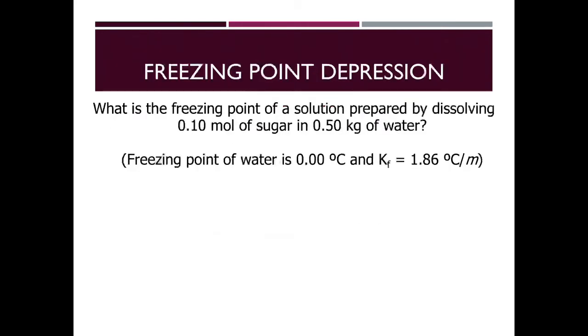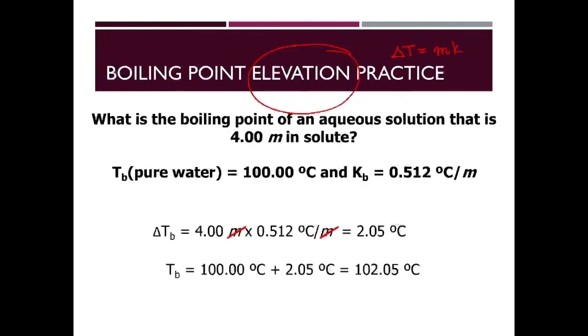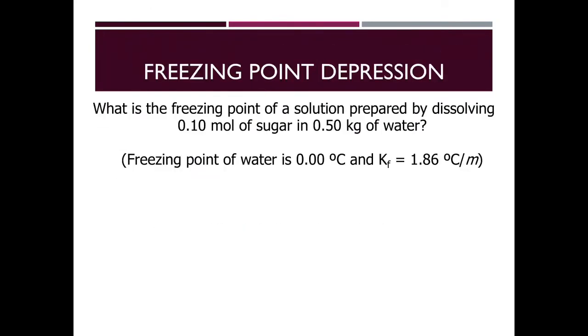Freezing point depression works just the same way, except instead of adding, like 100 plus 2.05 degrees Celsius, this is freezing point depression. It will lower the melting point. It will lower the freezing point. So we will always subtract them. So you'll do 0 minus whatever your change in temperature is.